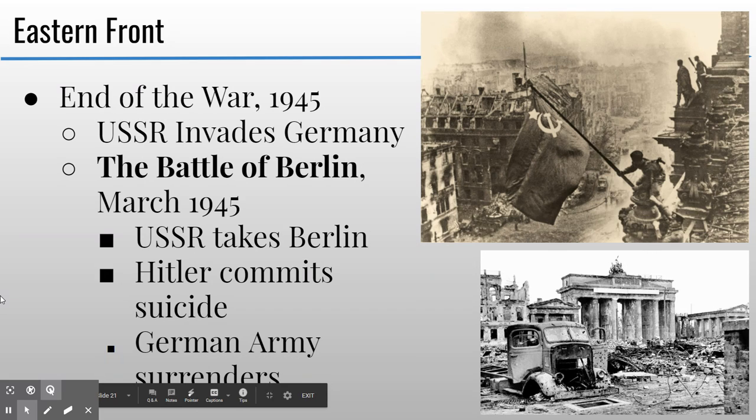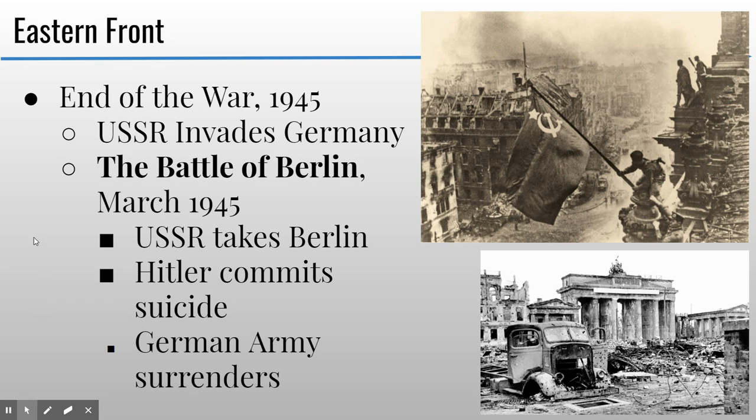So the end of the war in the Eastern Front happens also in 1945 with the surrender of the German government. The USSR in 45 invades Germany, and the USSR is actually going to be the one to take Berlin. So in the Battle of Berlin, obviously the Soviets take the city. You can see it's pretty much entirely destroyed here. Hitler commits suicide in his bunker, and the German army surrenders, and the war in Europe is effectively over.